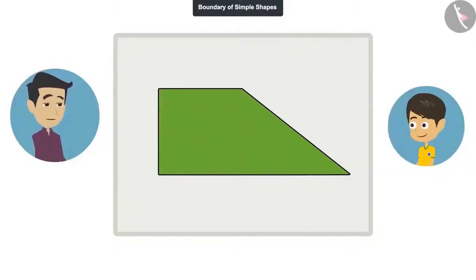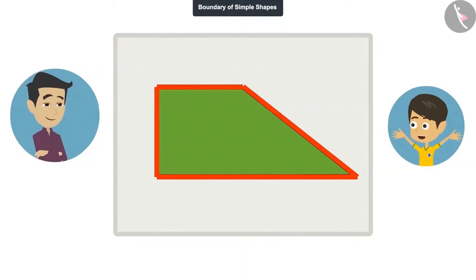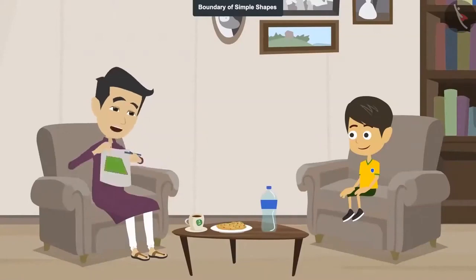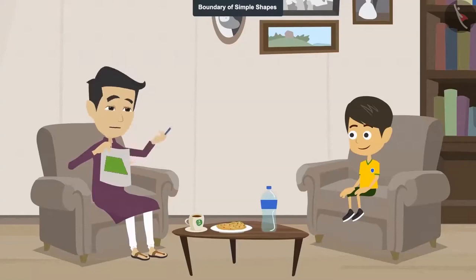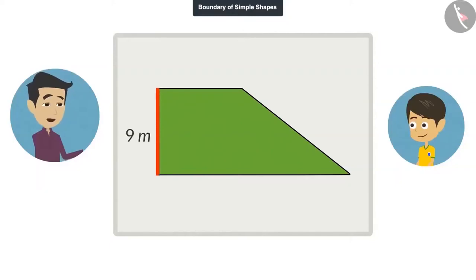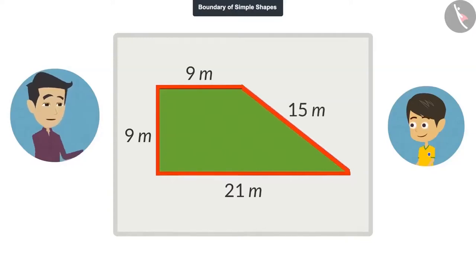Yes, and I am finding out the length of the boundary of this field. It is easy. You can add the length of the line on all sides of the boundary and you will get the boundary's length. I will tell you the length of all these lines. Find out the length of the boundary and tell me. Okay, tell me the length of all the lines. The length of this line is 9 meters. The length of this line is also 9 meters. The length of the bottom line is 21 meters. And the length of this slanting line is 15 meters.